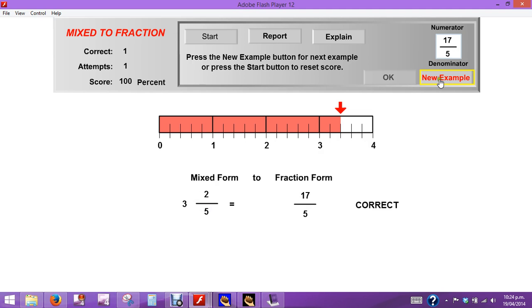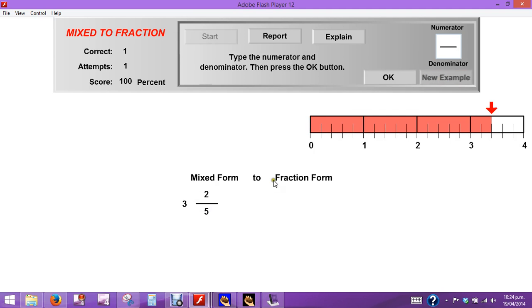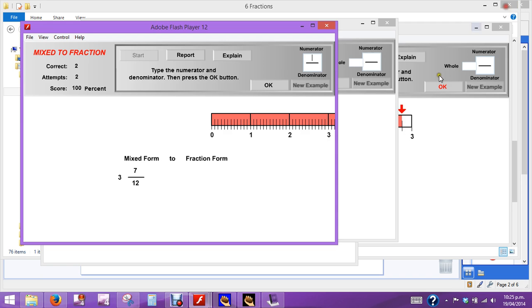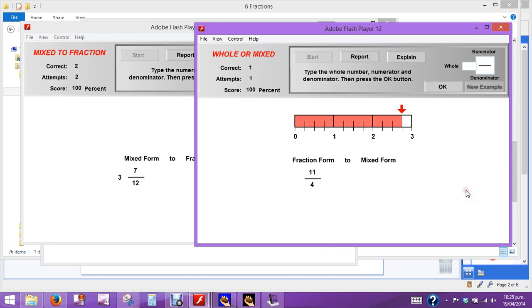Let's try the next one. Here we have 3 and 2/5. I think we did write it as 17/5. Okay, that's correct. Next example, I'll shrink this down because I think it's offset on me.